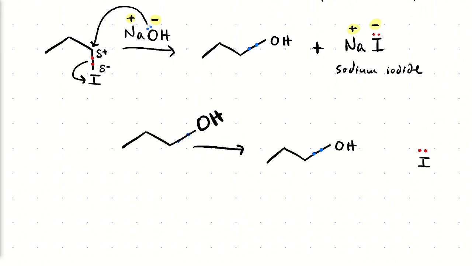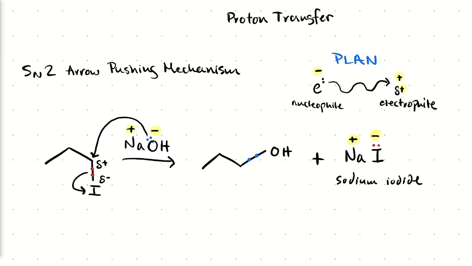So these two electrons are going to form a bond. That's how you end up with your alcohol on the product side over here. You broke a bond between the iodine and this carbon, and you made a bond between the oxygen and the carbon. That's how you ended up with your product. Okay, so that's an SN2 mechanism.